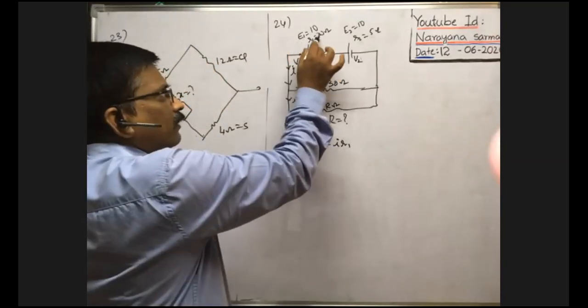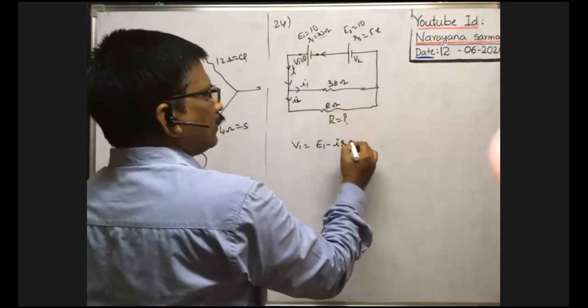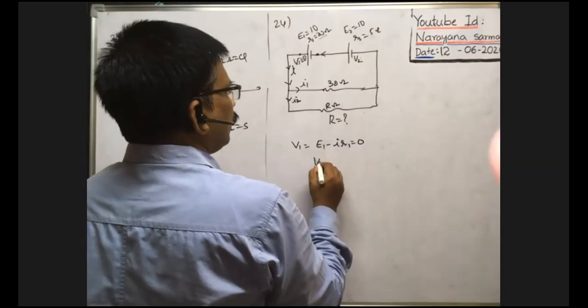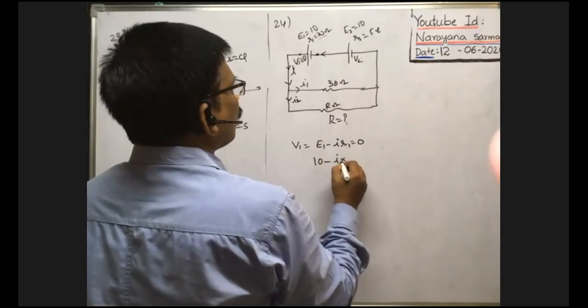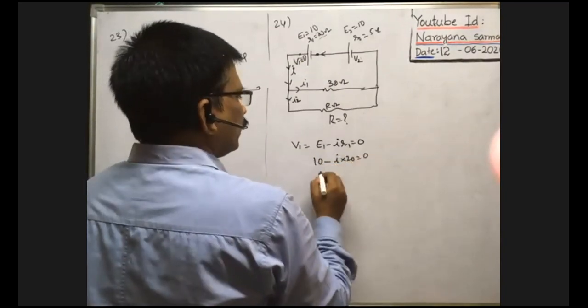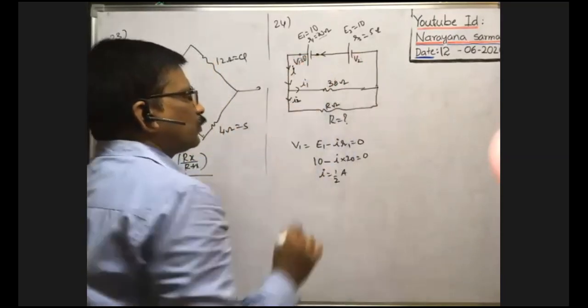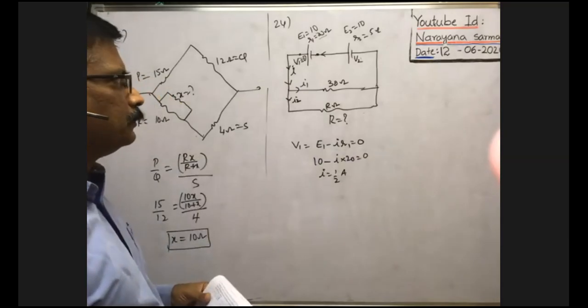The potential difference across the two terminals of the first cell, having internal resistance 20 ohm, must become 0. That is given. You make it 0. Then E1, which is 10, minus I into R1, which is 20, is equal to 0. Therefore, I is equal to 1 by 2 ampere. The current passing through here is 1 by 2 ampere.